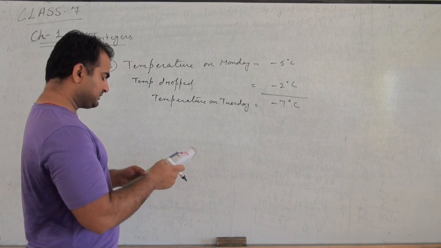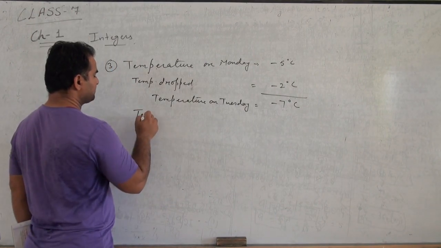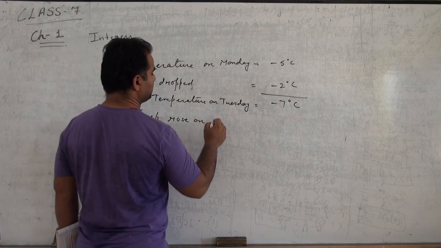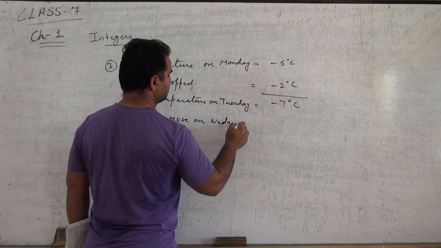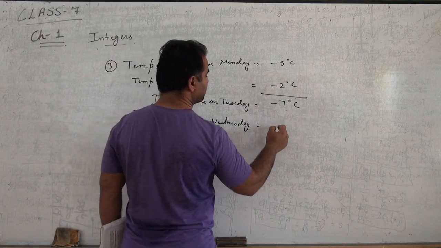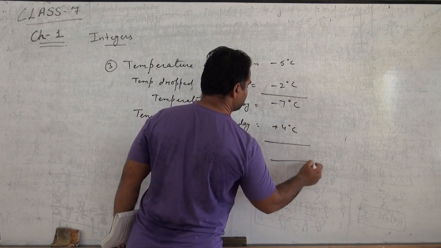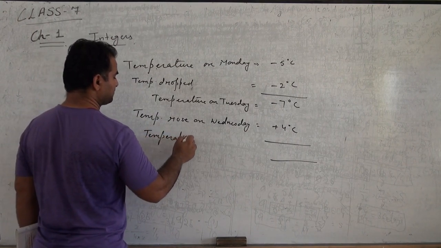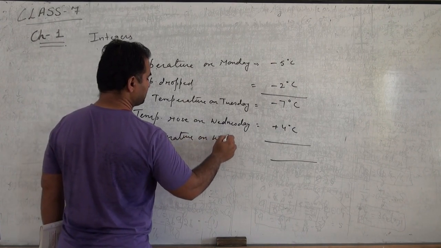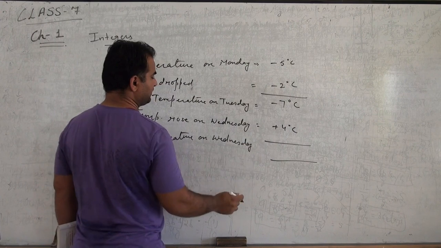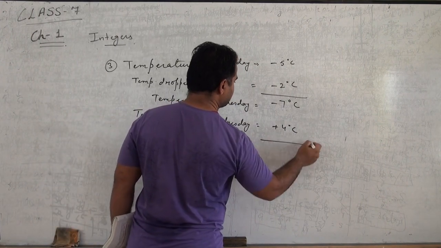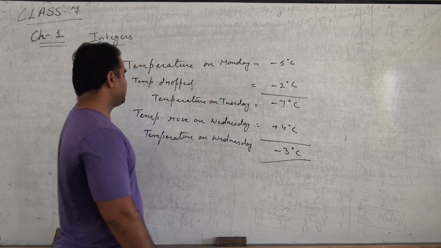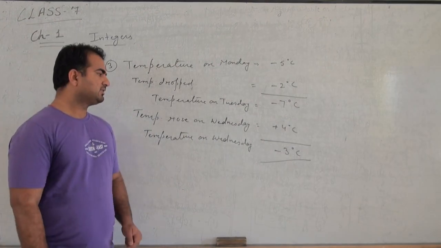Then what happened on Wednesday? The temperature rose on Wednesday. It rose 4 degree centigrade. So what is the temperature on Wednesday? The temperature will be minus 7 and plus 4. It will give minus 3 degree centigrade. So the temperature on Wednesday was minus 3 degree centigrade.